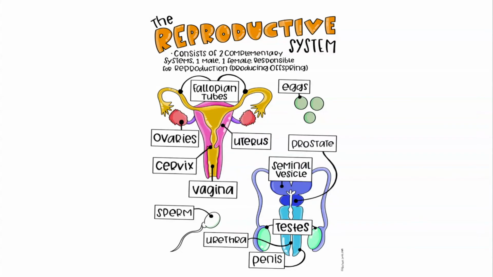The reproductive system, we pretty much already talked about what we need to know here when we did sexual and asexual reproduction. But we've got two systems here, the male and the female. We have the female that produces the eggs and the male that produces the sperm.